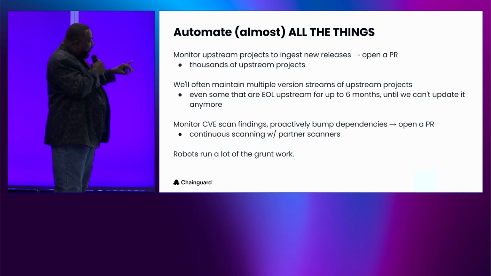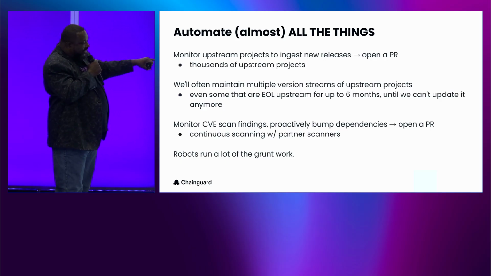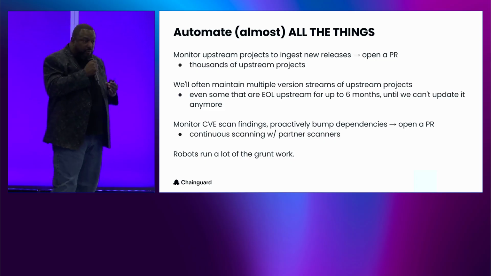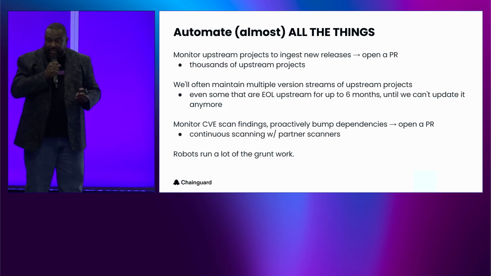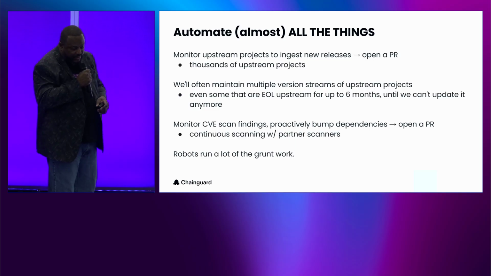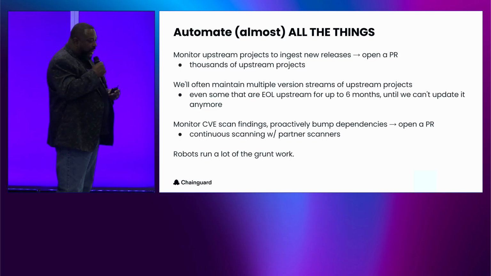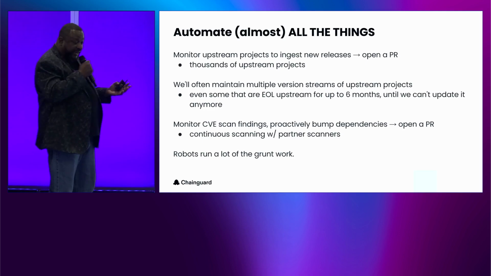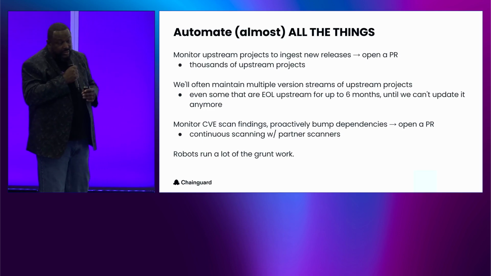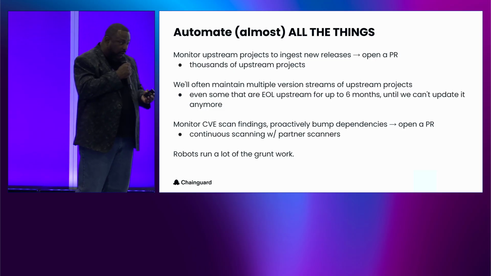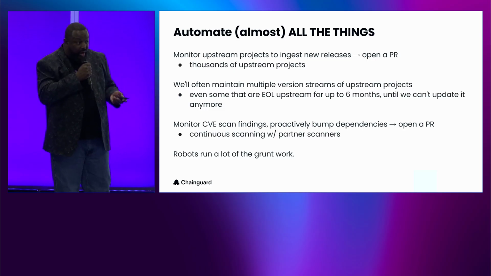Most importantly, pinning the multiple stream versions allows us to maintain an EOL upstream for up to 6 months. So in the event that a project goes end of life, we can support that project for a year after 6 months. And most importantly, we're going to monitor the CVEs and scan for those CVEs. At Chainguard, we resolve CVEs. Criticals are 7 days. High, medium, and lows are resolved within 14. And the robots do most of the work.